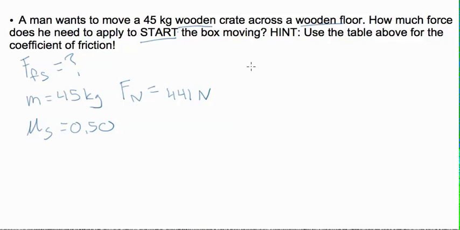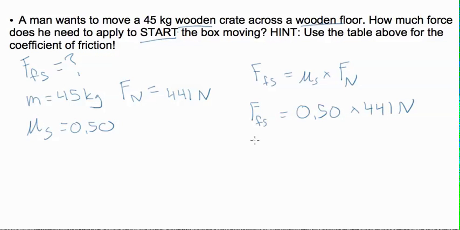So now we can calculate this relatively easily. 0.5 times 441. And we know that we should be rounding this to have two significant figures. This number has two significant figures, this one does, and so does the 9.8 we used. So we're going to round our answer to 220 newtons.